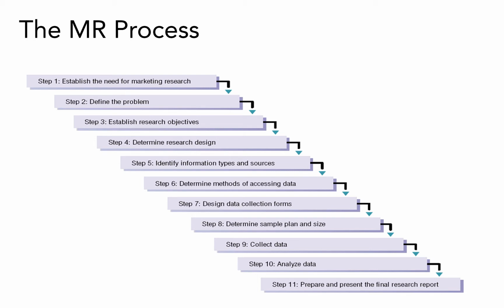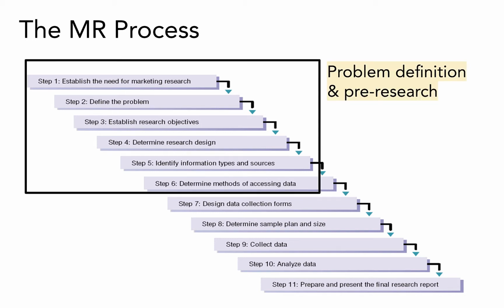So here's the steps in the marketing research process. Some people like to summarize it in 11 steps, some do it in less, some in more, but either way you could consider the first group of steps to be about problem definition and pre-research. So in the first stage, what you will do is identify the problem you want to investigate, set your research objectives, determine the right research design to investigate that issue, and then lastly, determine how to access your data.